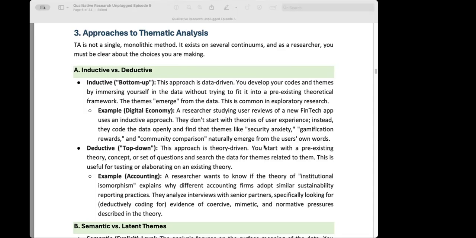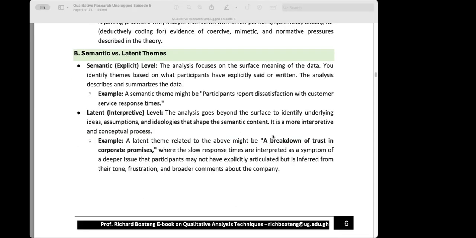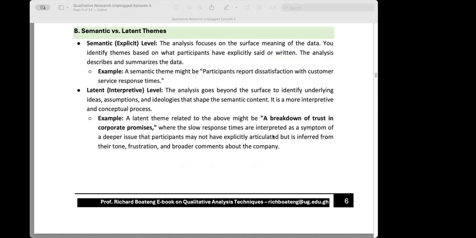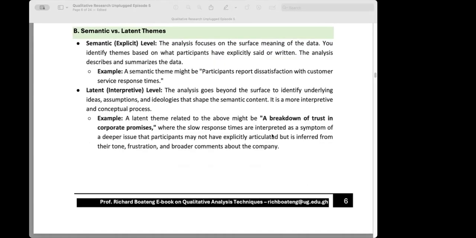Okay, the next key distinction is between semantic versus latent themes. This continuum refers to the depth of your interpretation. How far below the surface are you digging? Surface versus depth. Okay. At the semantic explicit level, your analysis focuses squarely on the surface meaning of the data.